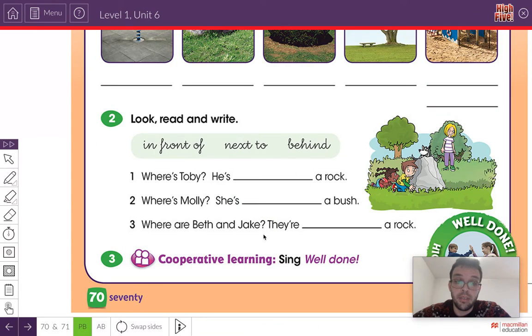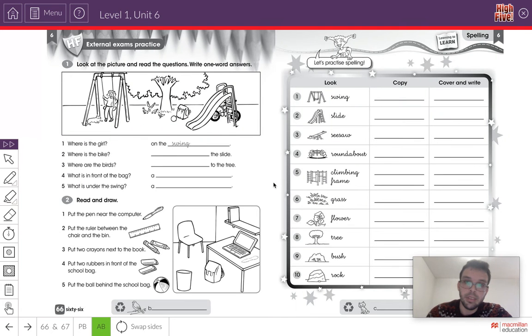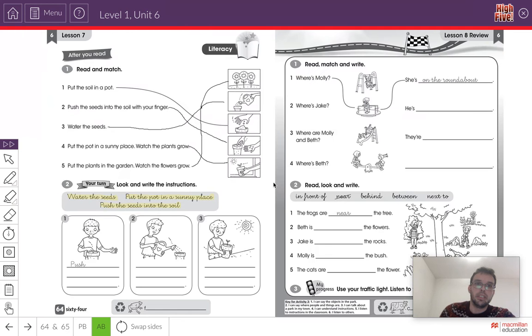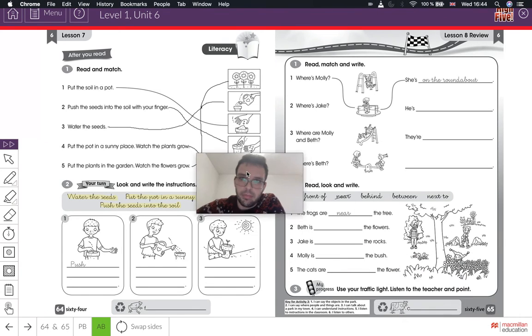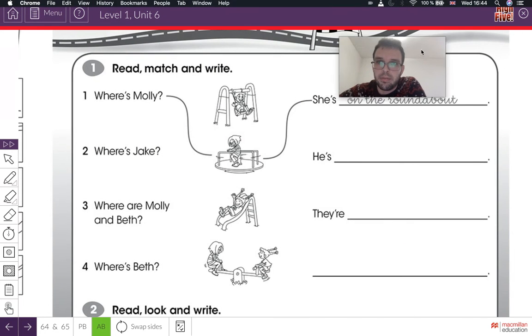When you finished, we can go to our activity book. Now, in our activity book, we're going to go to page 65, okay? Maybe it's different in your book. It should be Lesson 8 Review, Unit 6, okay? So Unit 6, Lesson 8 Review. Now, let's have a look.